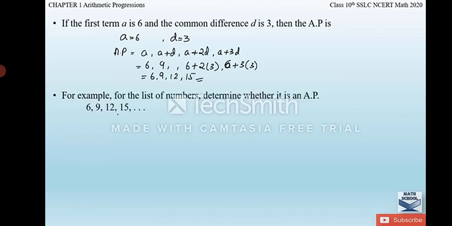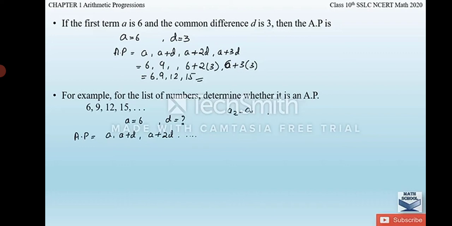Next, for a list of numbers, determine whether it is an AP. For example, is 6, 9, 12, 15 an AP or not? Let us find the A and D values. The first term is 6, which we already know. Here we can determine D. The general form of an AP is A, A plus D, A plus 2D and so on. So the value of A here is 6.